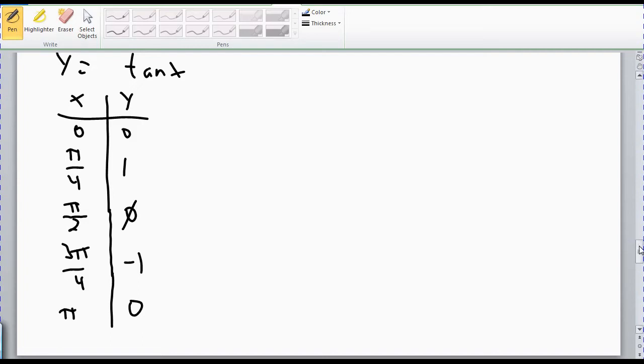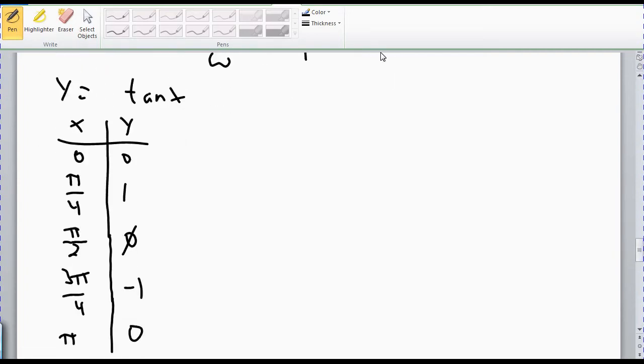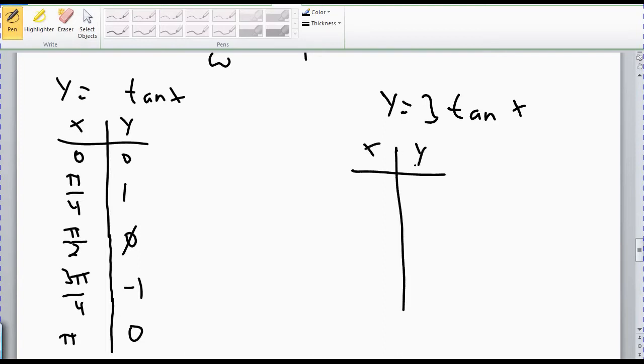But remember that we're graphing y equals 3 tangent x. So, since the period is the same, 0 to pi, we're going to use those same values, same x values.